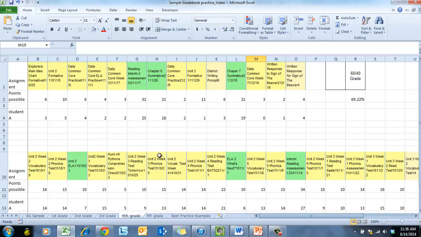Let's take a look at 2 4th grade examples. The first teacher gave the district writing prompt and counted it as a formative worth 6 points. The second teacher also gave the district writing prompt and counted it as a formative but made it worth 10 points. They also both gave the reading interim assessment during the same week in November. Both counted it as summative, but one counted it out of 32 and the other out of 34.